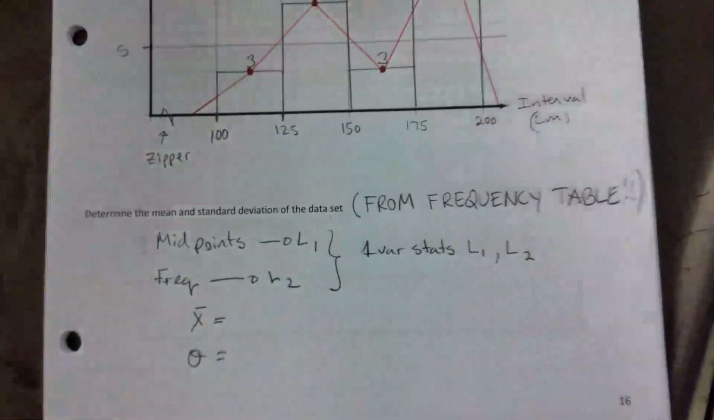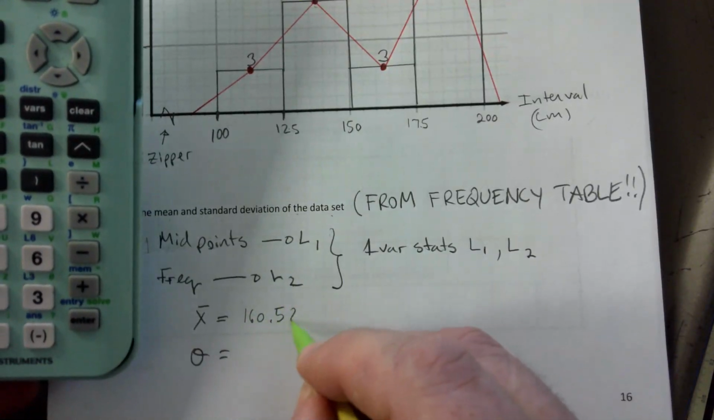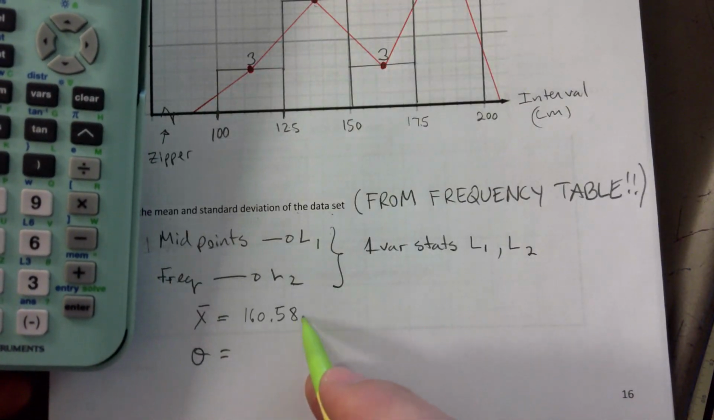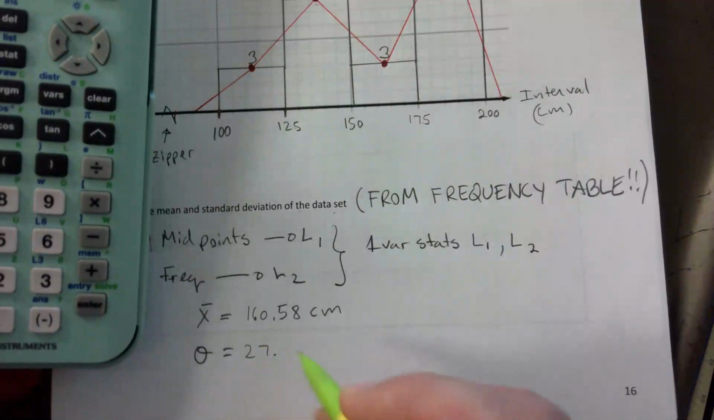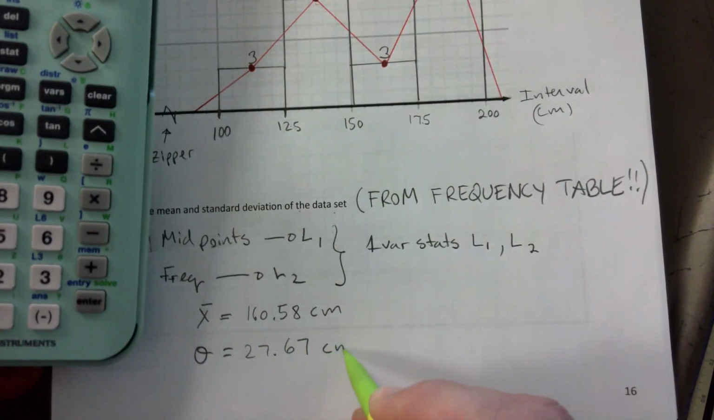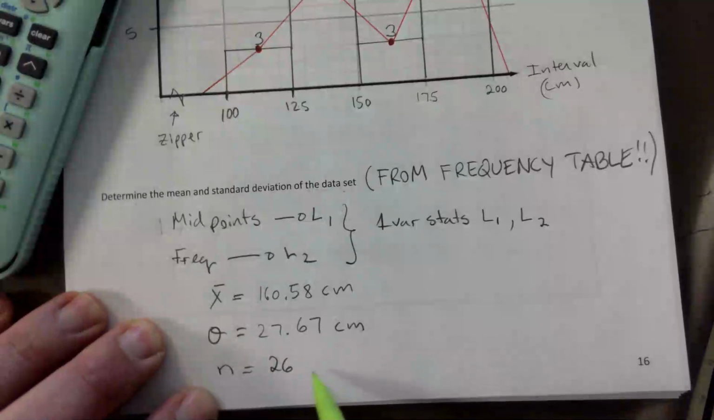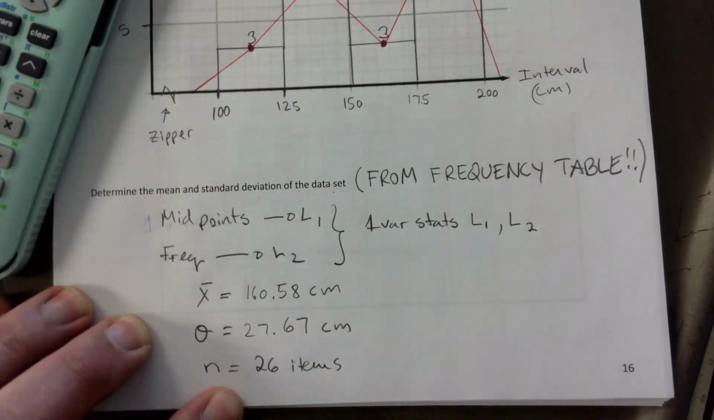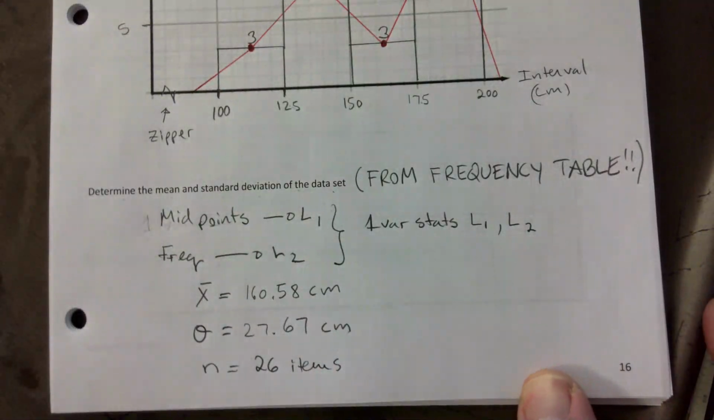So let's go over here and write this down. Mean is 160.58. This would be centimeters. And my standard deviation is 27.67 centimeters. And my N is 26. Is that centimeters? Number of items. We don't know. It could be trees. It could be people. Whatever was measured to enter into this frequency table.